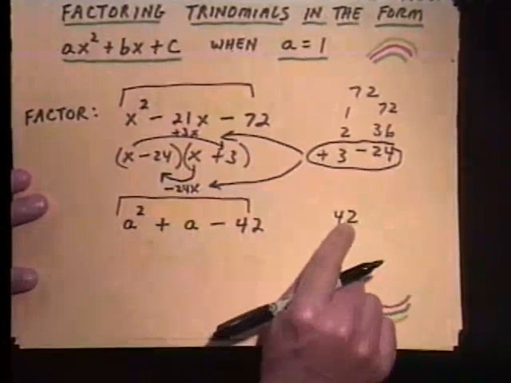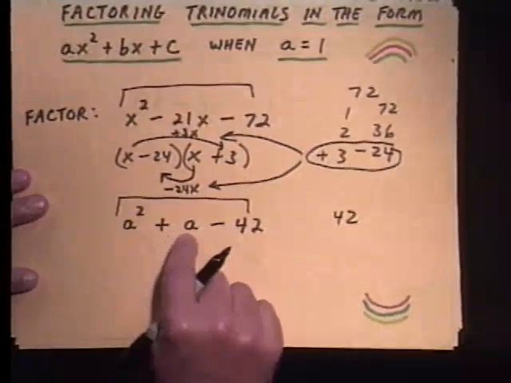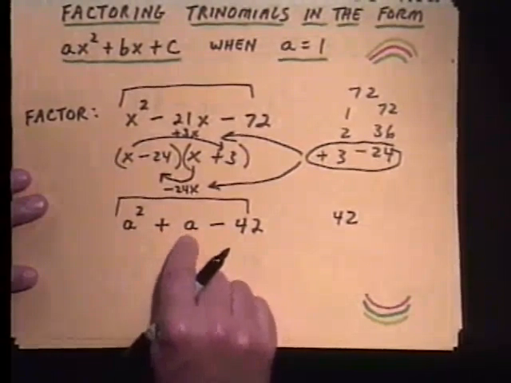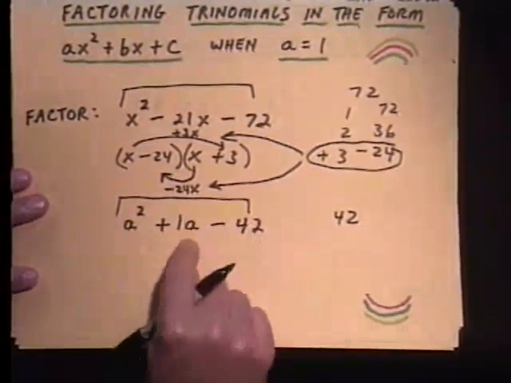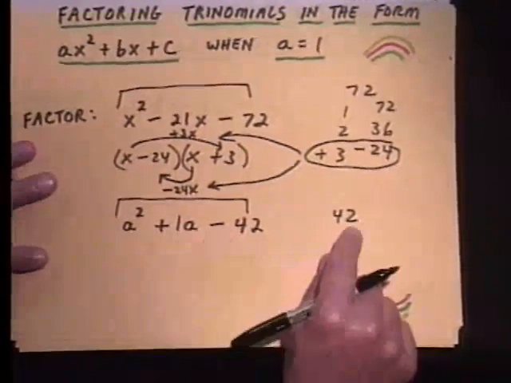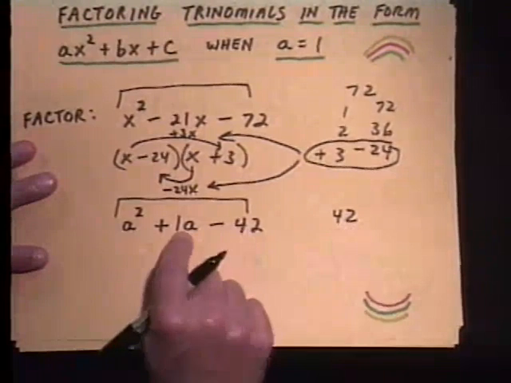Now what factors of 42 will give me, but Young, I don't see a number in the middle here. But there is one, isn't there? Plus A means plus what? Plus 1A. All right, which is what we want to make on our test, the A, yeah. So what factors of 42 will give me 1 in the middle?